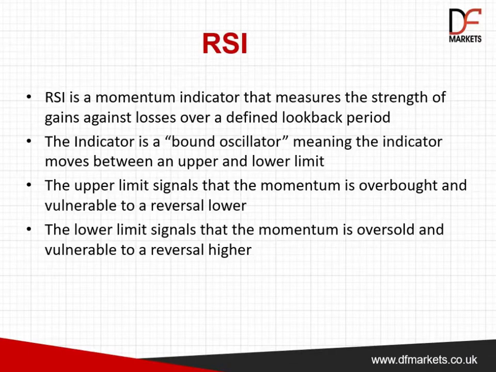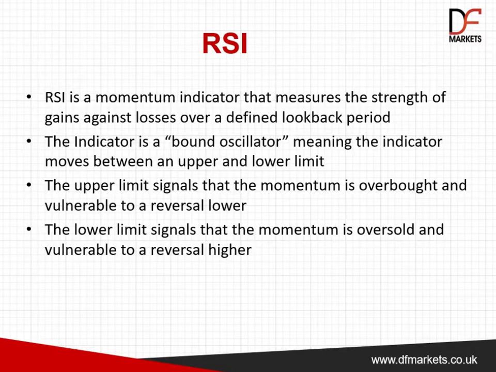The Relative Strength Index is a momentum indicator, known as an oscillator, because the indicator moves between an upper and lower limit. The RSI measures the strength of underlying price swings by comparing the strength of gains against the strength of losses over a predefined look-back period, set to a default 14 period. The indicator is set up with a lower threshold 30 and an upper threshold 70.